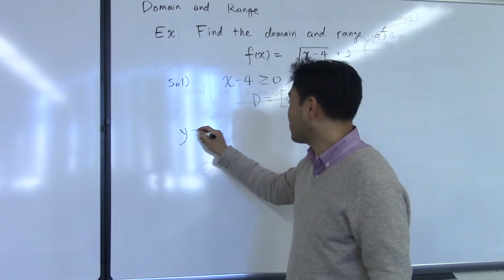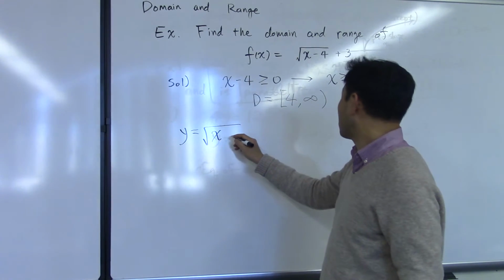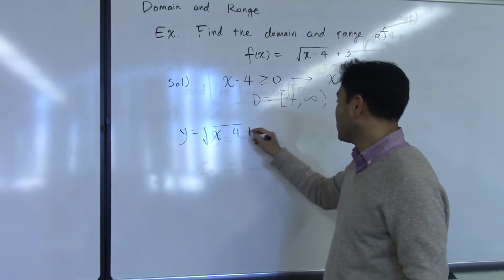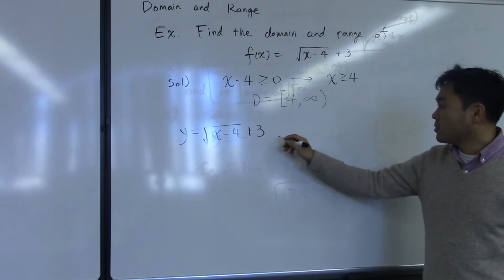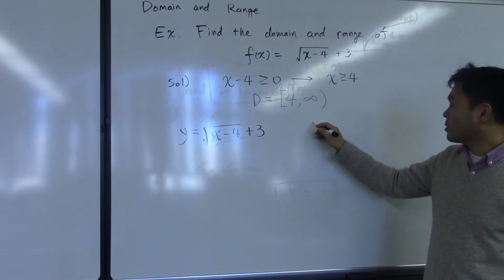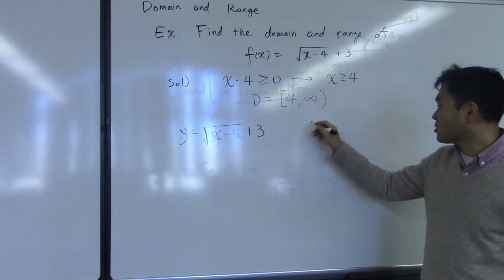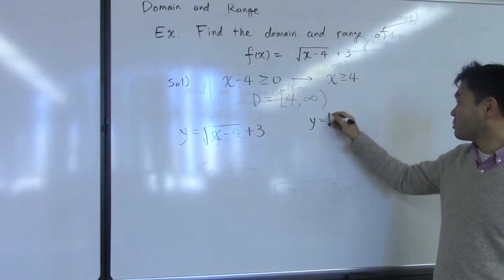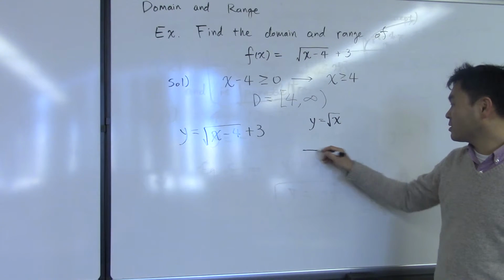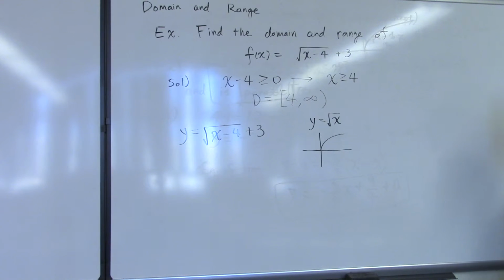So what's the graph that we're trying to draw? y equals square root of x minus 4 plus 3. Now let's start with the original function, the prototype of this function. So before any translation was applied, you should think about y equals square root of x, and the graph of y equals square root of x is this, which you should memorize.